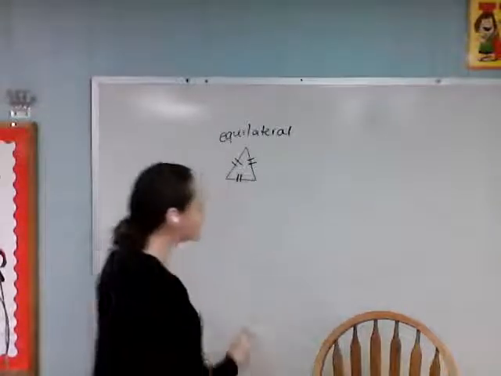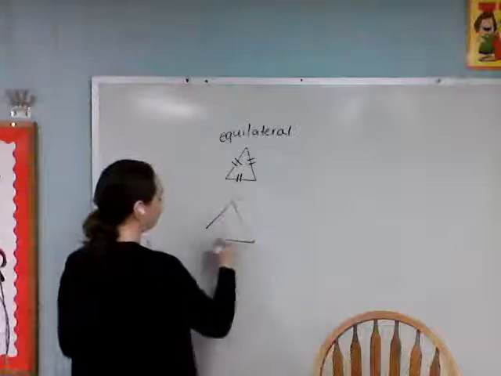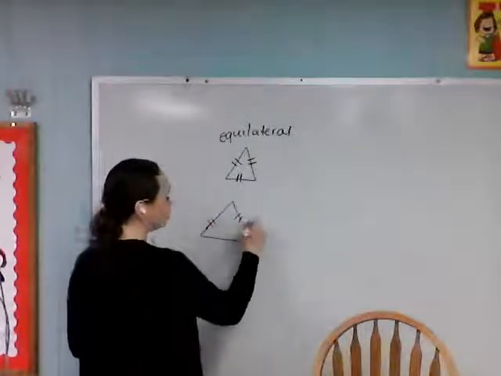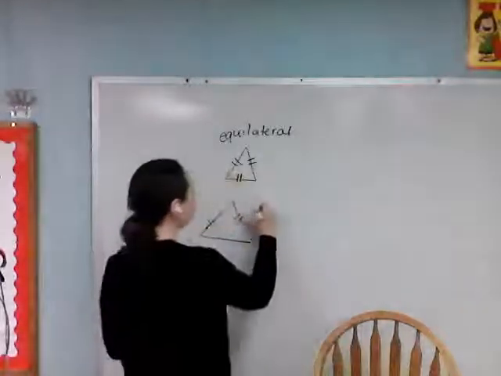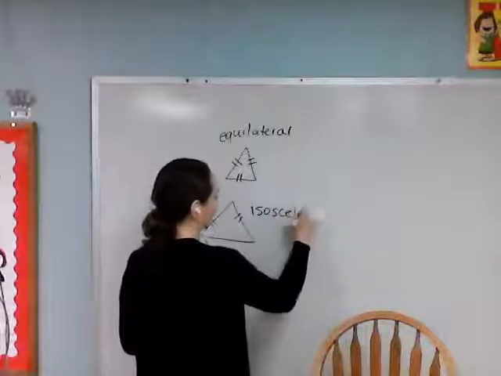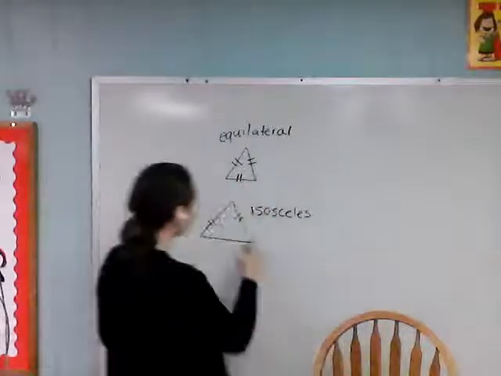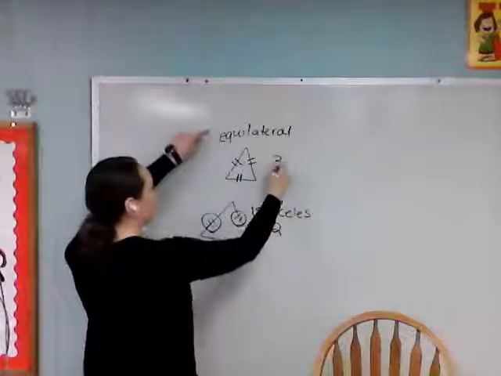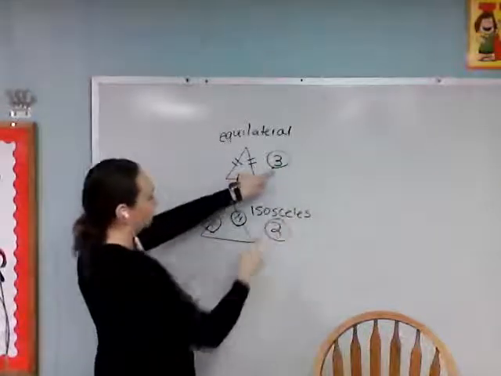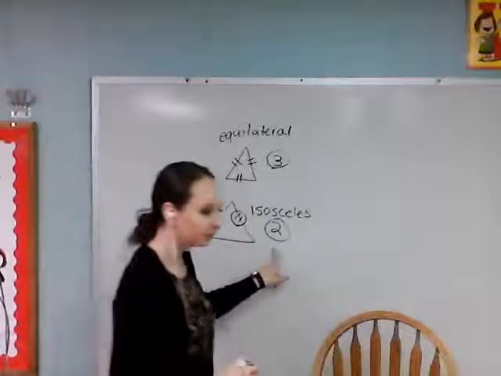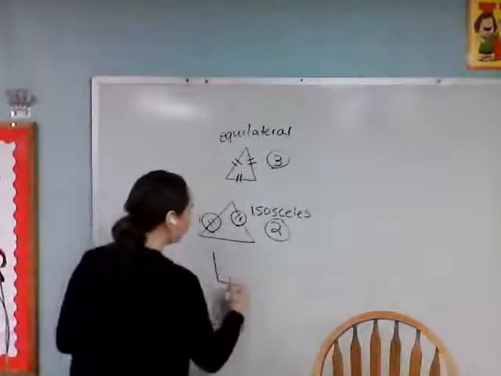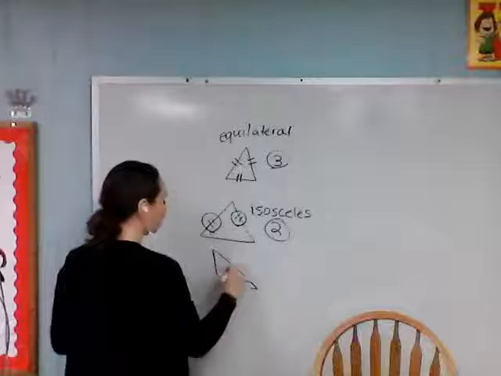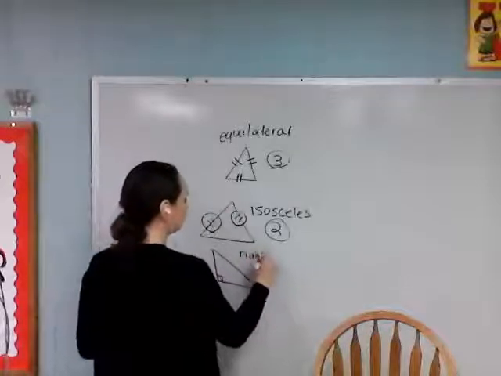Calvin, make sure you're talking, okay? The next one we have is isosceles. Isosceles triangles have 2 congruent sides. So equilateral have how many? 3. Isosceles have 2. And then this one is called a right triangle because what do you think it has?